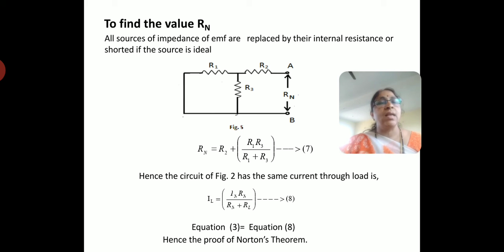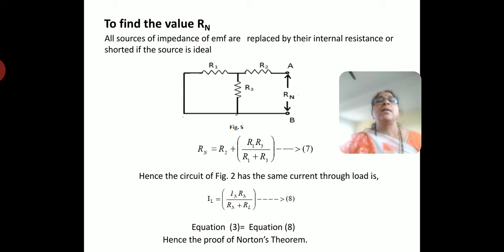As E is ideal, here R1 and R3 are connected in parallel. And finally, RN is the resistance across the terminals between A and B. Here it is R2 plus the parallel combination of R1 and R3, that is R1 R3 divided by R1 plus R3. Say this is equation 7.